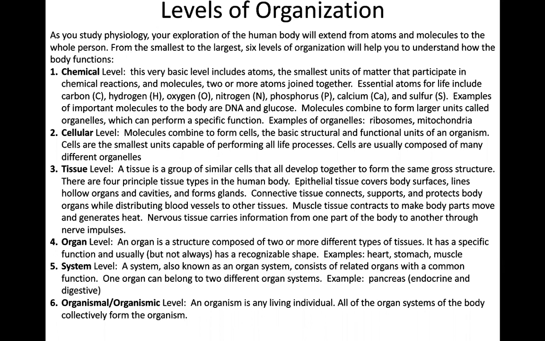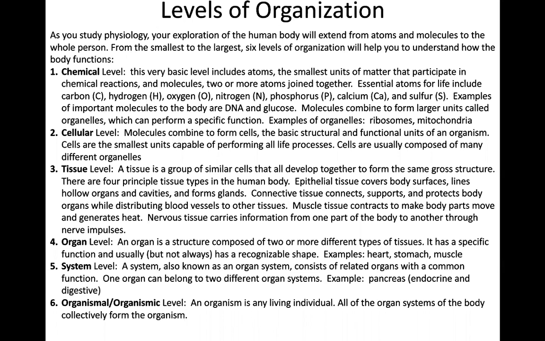Organs are then grouped together to make what we call systems. A system, also known as an organ system, is a group of related organs with a common function, like the digestive system, respiratory system. I think those were two that were shown in that table on the previous page.